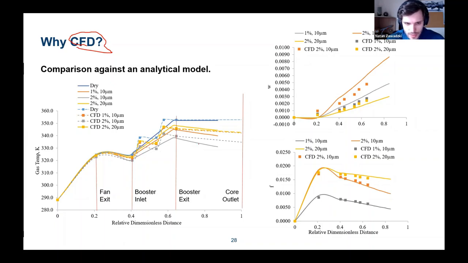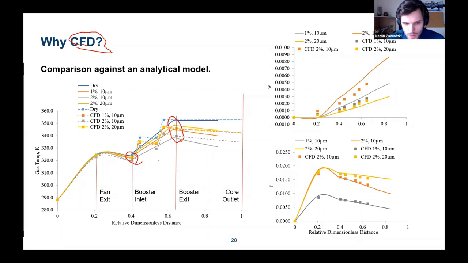So, for example, if you look at the temperature charts, the solid lines are the analytical model, and the dashed lines are the predictions from the CFD. You see that at the inlet of the booster and at the outlet of the booster, the temperature match is pretty satisfactory. It's actually excellent, I would say.